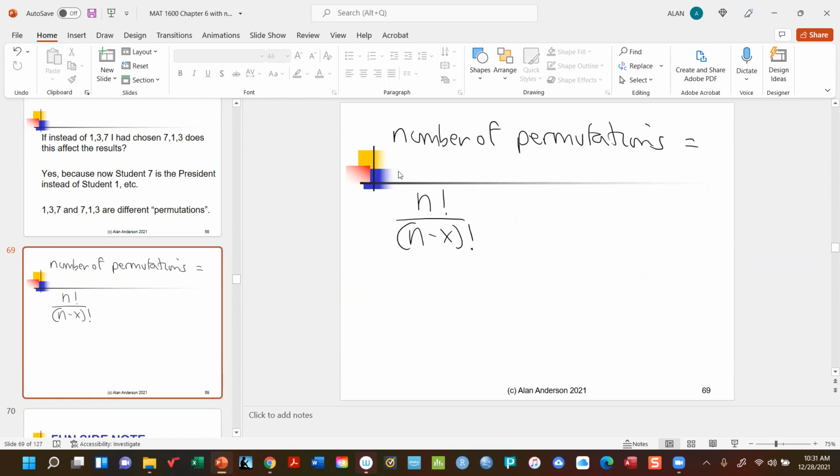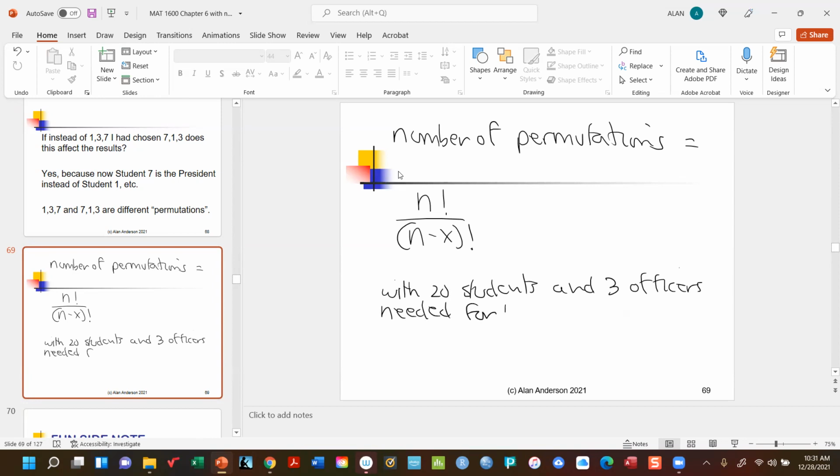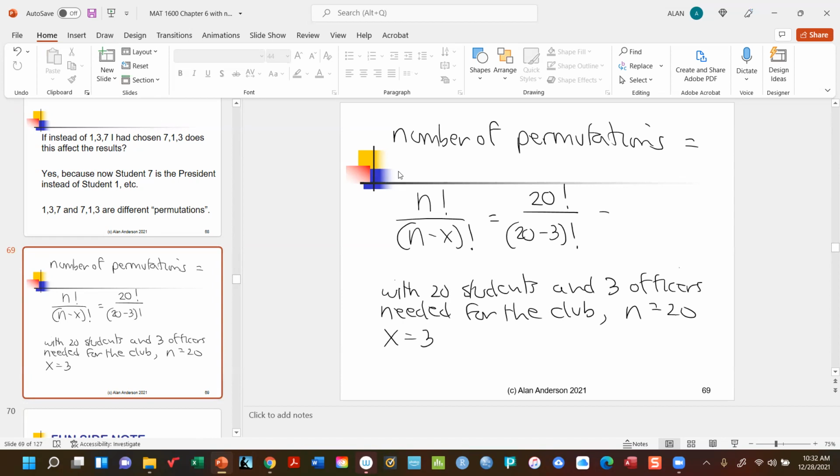Okay, so in our case, with 20 students and 3 officers needed for the club, N is 20, and x is 3. So we'll have 20 factorial and then we'll have these two. This is the ratio that we're looking for.